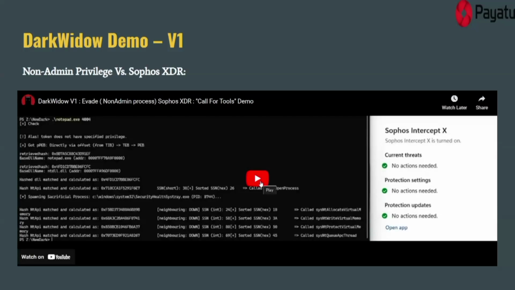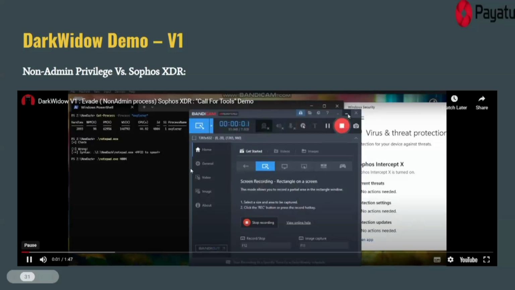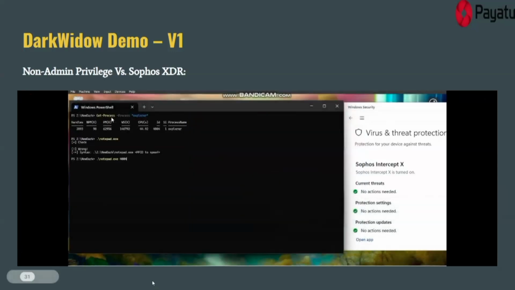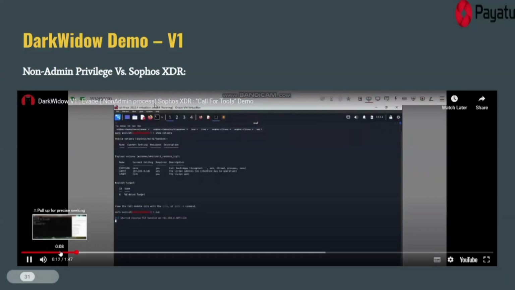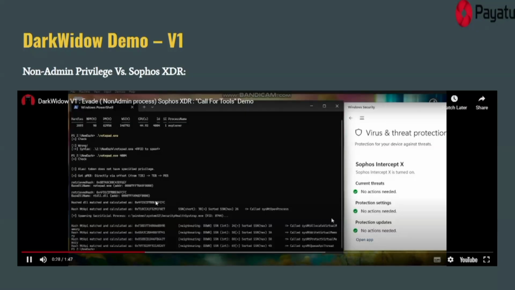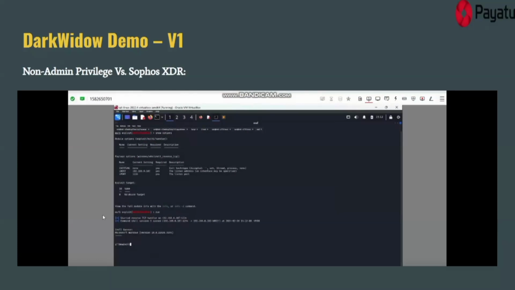Let me show you the first demo. So now our malware is running as non-admin privilege and Sophos XDR is running in the background. It is not a notepad, it is basically malware. I just changed the name. And here the MSF console is running. It spawned the process. Everything worked successfully. No notification came up, nothing. And we can see we got a shell.